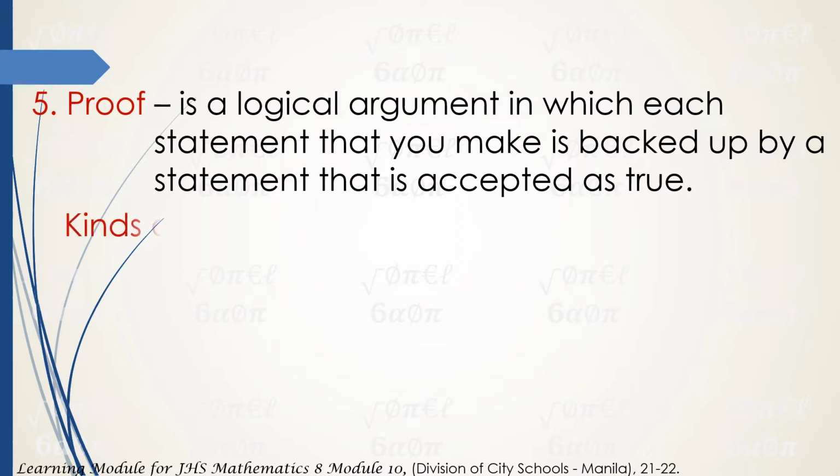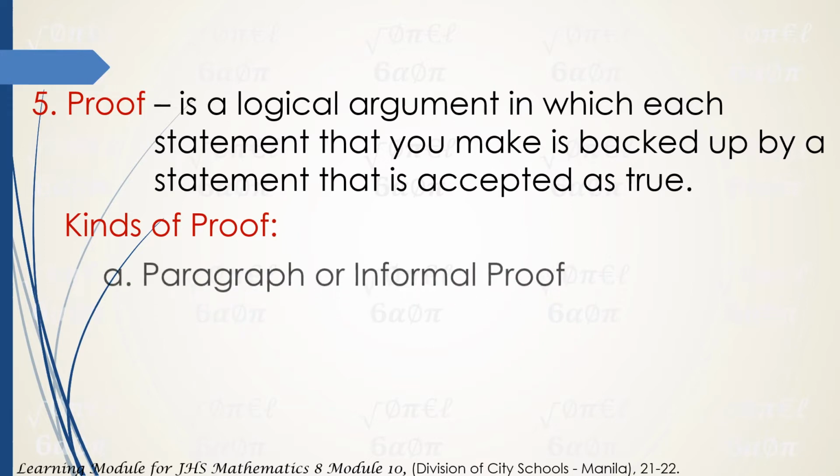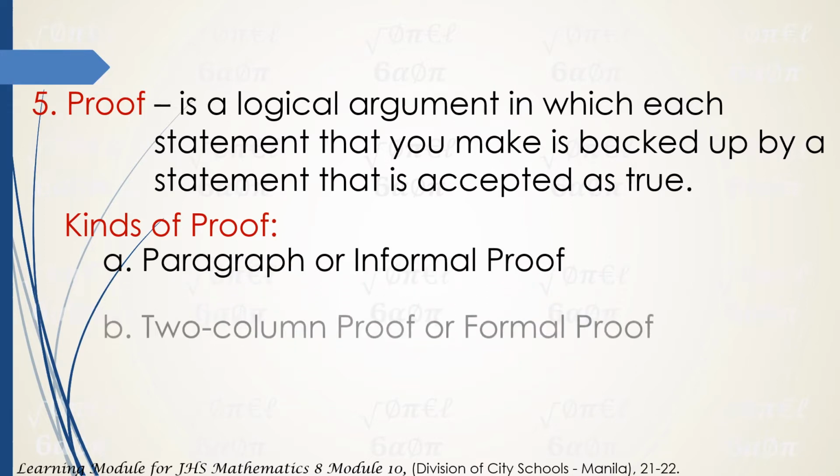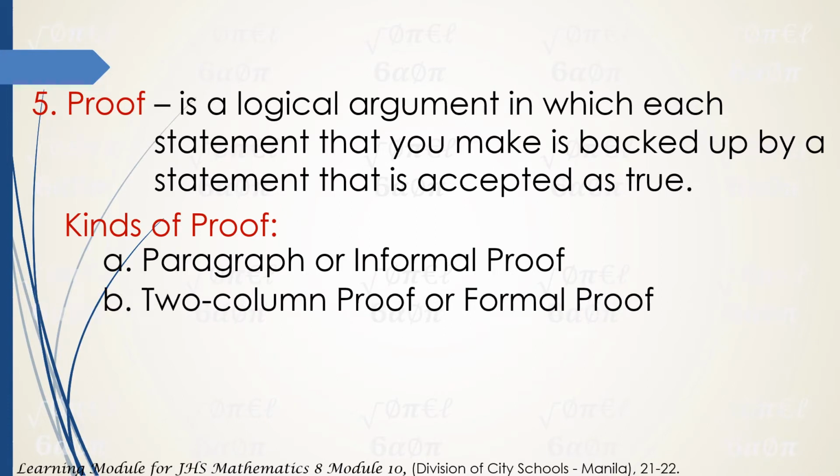So, that is proof. Here are kinds of proof. For letter A, we have paragraph or informal proof. Letter B, two-column proof or considered as the formal proof. And the flowchart proof. So, but we will be focusing more on letter B, which is the two-column proof or the formal proof.